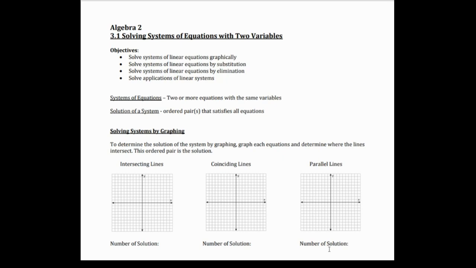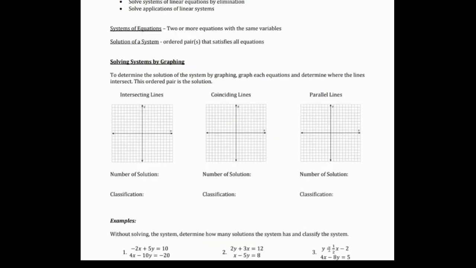So, we're going to focus on a system with two variables, which means two equations. However, later on, we may focus on three variables, which then means we need three equations. A solution is the ordered pair or ordered pairs that make all equations true. So let's look at our three scenarios that could happen when solving systems.